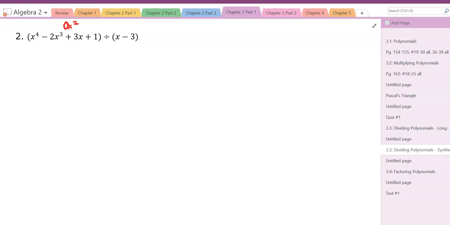Now what we're dividing by in this one is x minus 3. Remember, in the box, you need to change the sign. Right now it says minus 3, so we change it to plus 3 and put that in the box. Now I grab my coefficients. Up here, x to the 4th has a 1, x to the 3rd has a negative 2. Make sure you watch your signs. Remember, we said there was no x squared, so I have to put a 0 in for that place value. 3 is in front of your x, and then you have a 1.